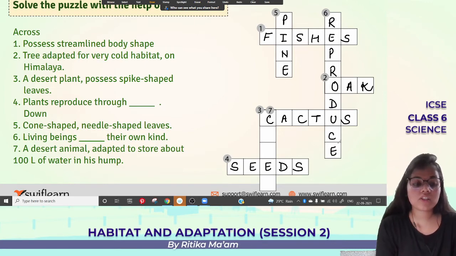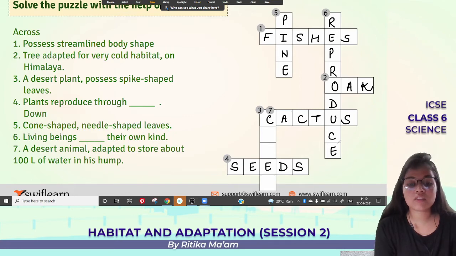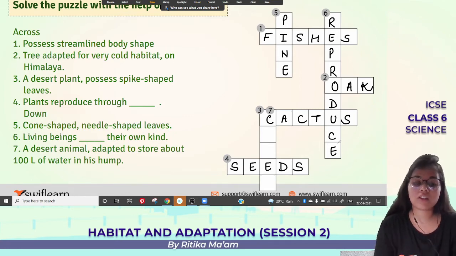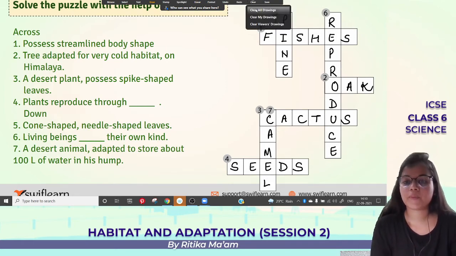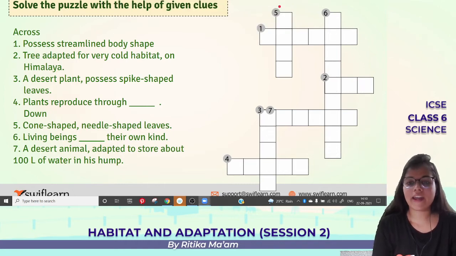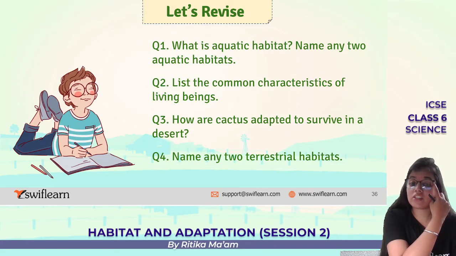And the last question: a desert animal adapted to store about 100 liters of water in its hump. So it is the camel. The camel is also known as the ship of the desert. All right, so let's revise through some questions.